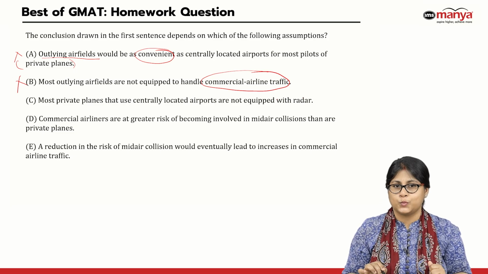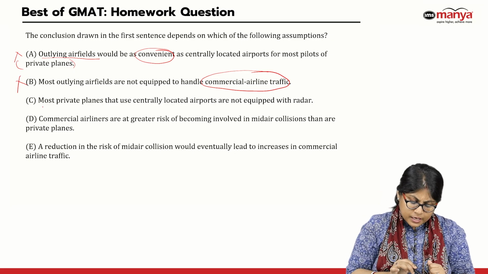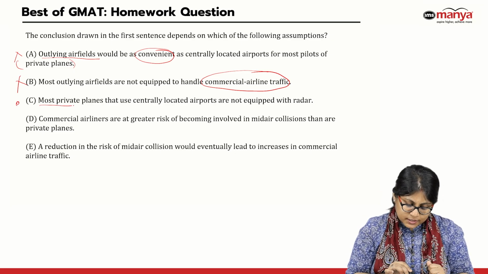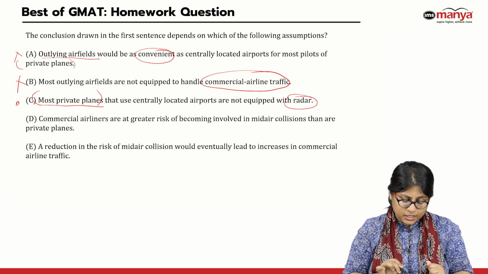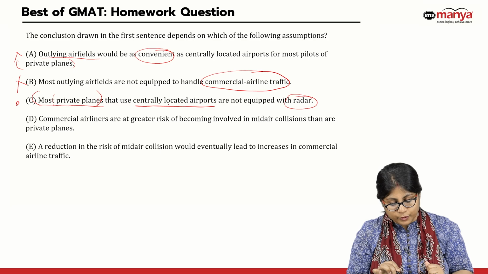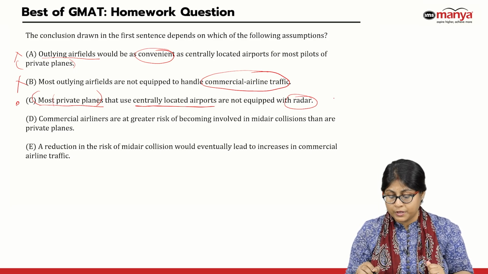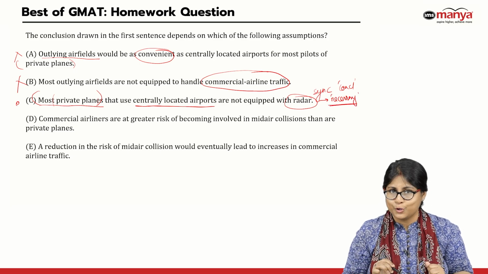Option C. Most private planes that use centrally located airports are not equipped with radar. This is exactly what matches our shadow answer. Even if you're not able to frame a shadow answer, you can still see that option C tells me that most private planes would not be equipped with radar, which is an important criterion for private planes using the centrally located airports. So this option is in alignment with my conclusion. It syncs with my conclusion, and definitely this is necessary for my conclusion. I can keep this on hold.